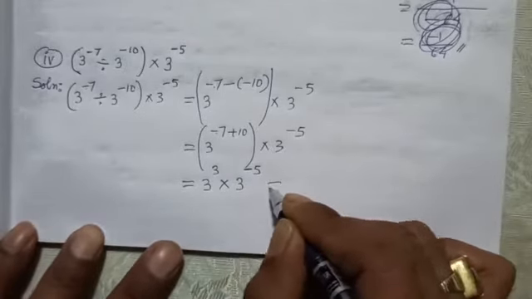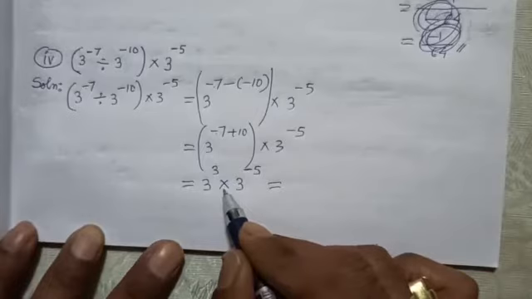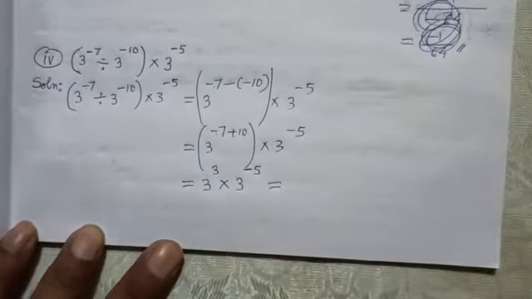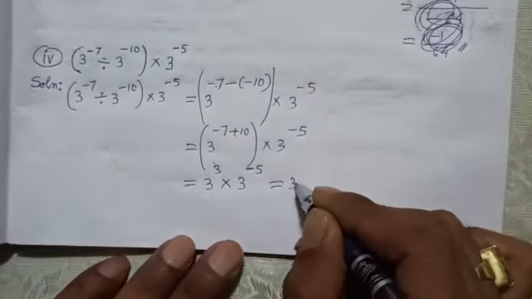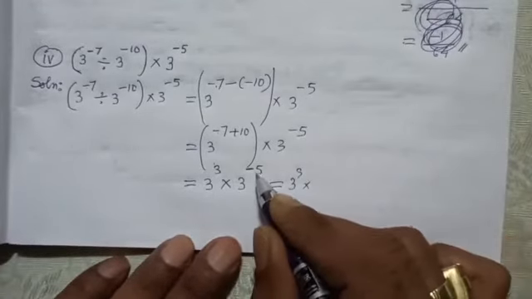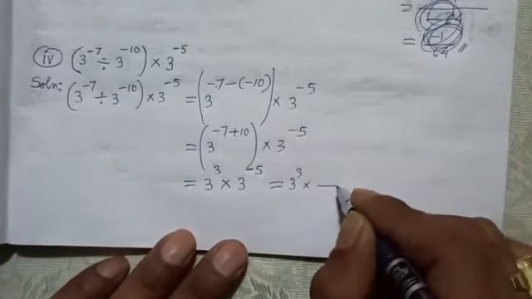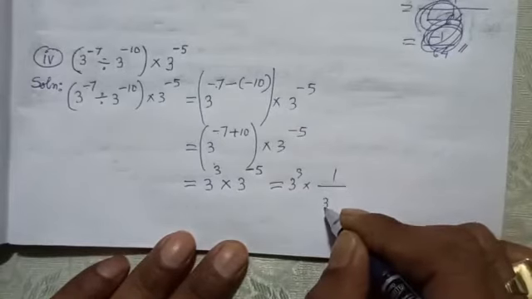Now next step. And you see this is into 3 to the power 3 into... if there is minus in the power, then we have to write down 1 by 3 to the power 5.